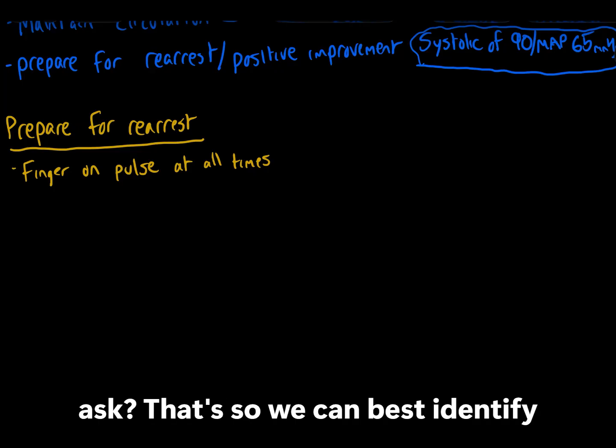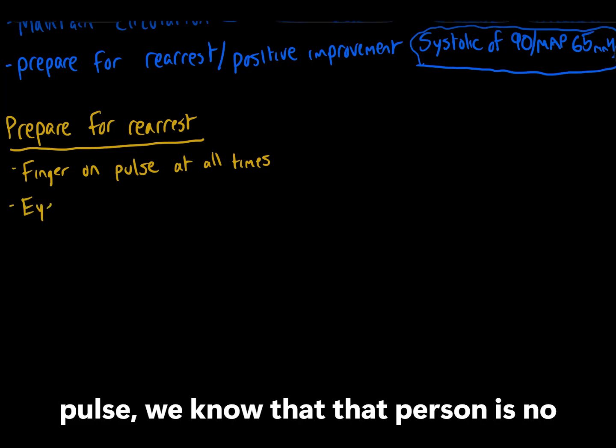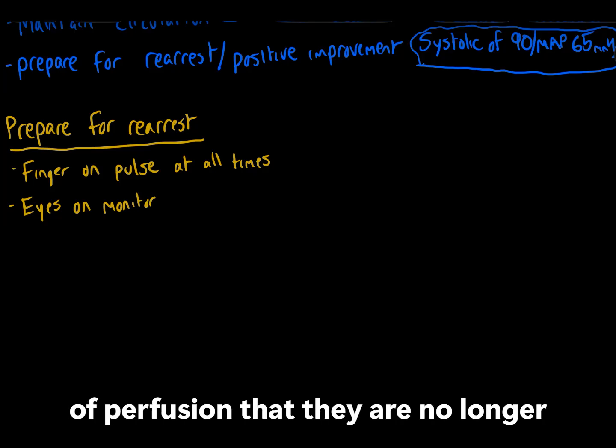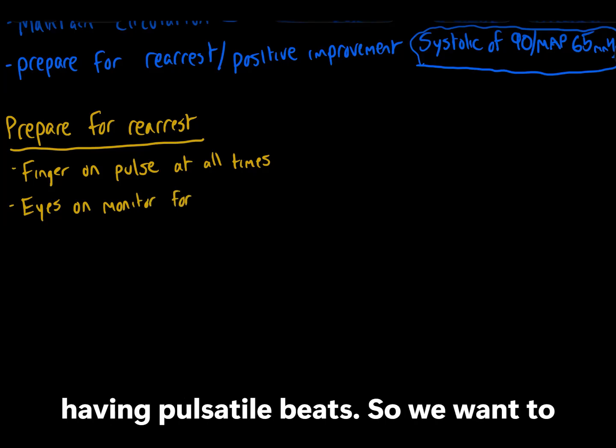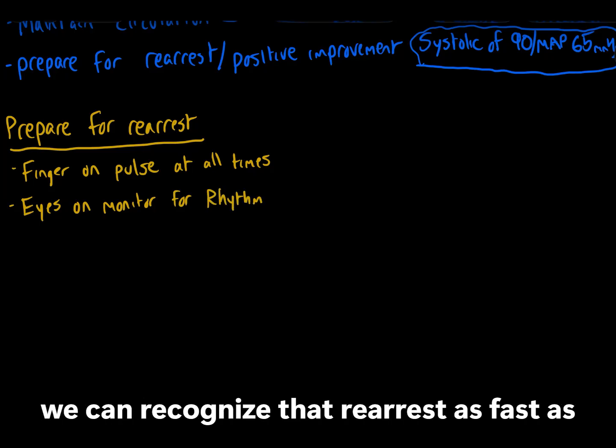Why, you might ask? That's so we can best identify rearrest. When that person loses that pulse, we know that that person is no longer perfusing, or there is such a lack of perfusion that they are no longer having pulsatile beats. So we want to have a finger on the pulse and make sure we can recognize that rearrest as fast as possible.